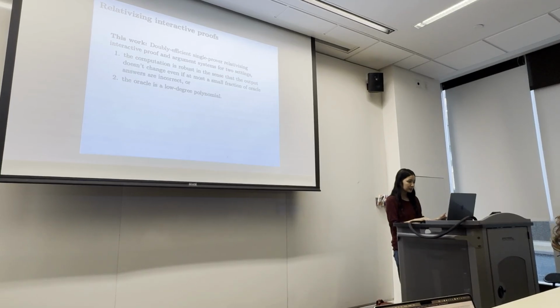Yeah, so we're going to be considering these doubly-efficient interactive proof and argument systems in these two restricted but still, I think, natural settings. The first one is where the computation is stable, so it's robust, in the sense that the output doesn't change even if at most a small fraction of the oracle answers are incorrect. And the second is where the oracle is some low degree polynomial.